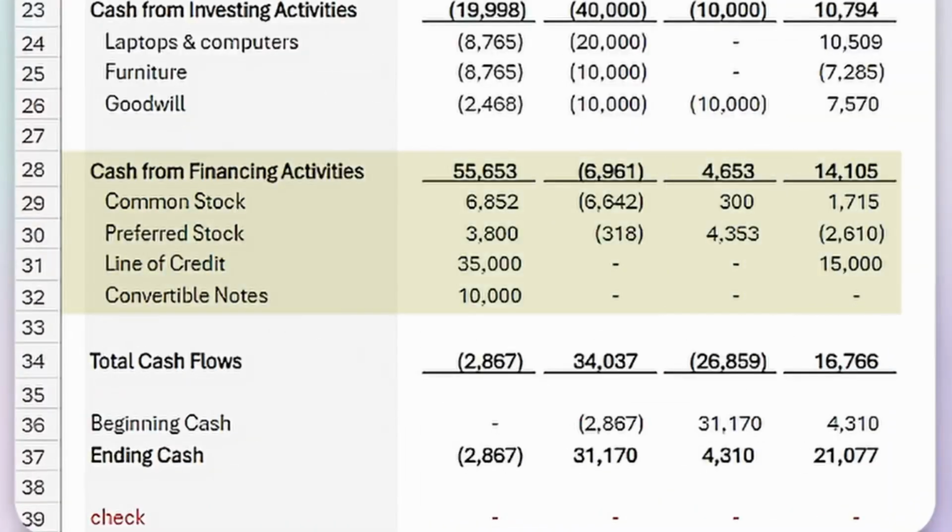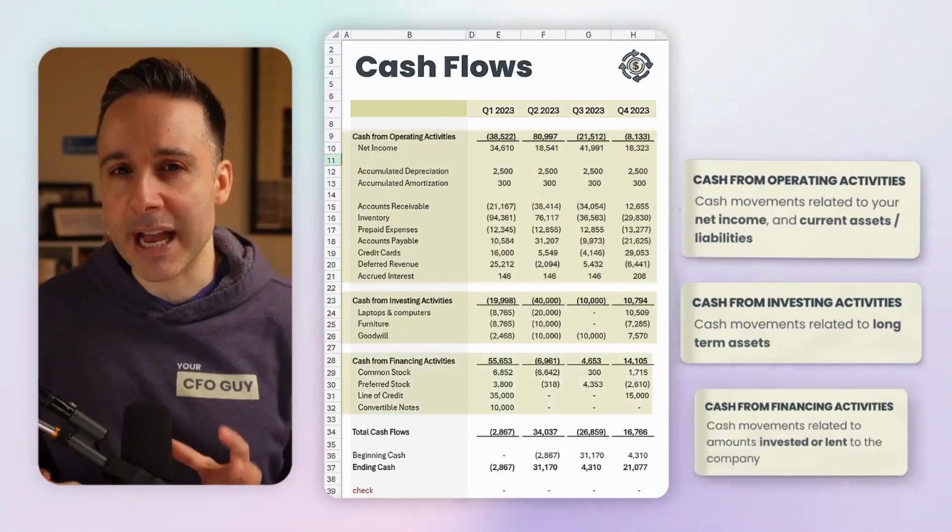And finally, we have cash from financing activities. This represents any amounts that were put into the business via creditors or the owners of the business, as well as any amounts that were repaid to either of those. So if you take out a loan, or if an investment firm puts money into your business, or let's say you repay that loan or return some of that capital, that would be a financing activity. Those are the three sections of the statement of cash flows.